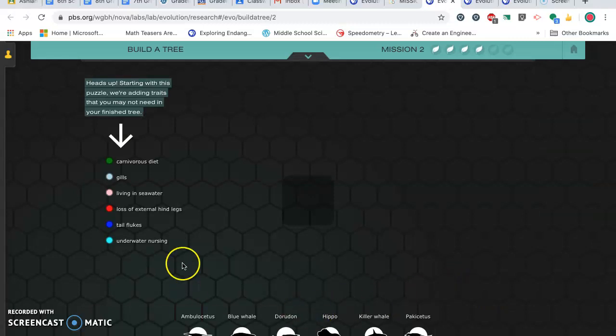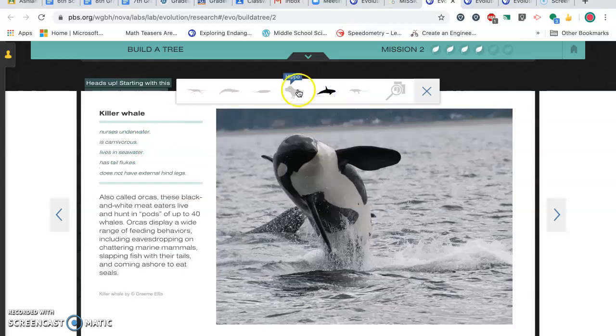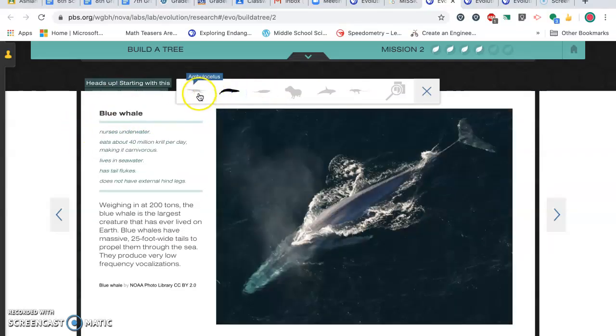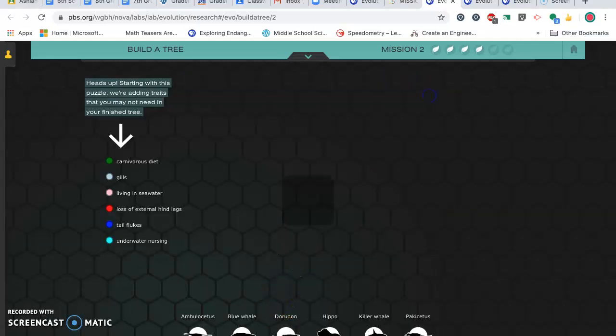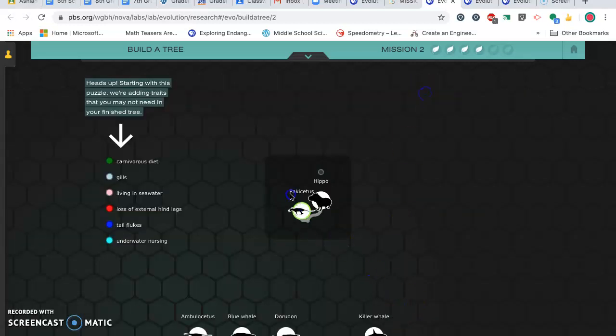This was the one I had gotten a question on. So again, let's take a look. What's my common characteristic? Well, this one only has 2, nursed underwater and is carnivorous, so it's going to be one of those. Well, hippopotamus only has 1. So nurses underwater appears to be my common characteristic. So I'm going to start with the hippo. And the next most simplistic, I believe, was this one with only 2. And that is carnivorous. This guy is carnivorous. So we're going to bring him over here.